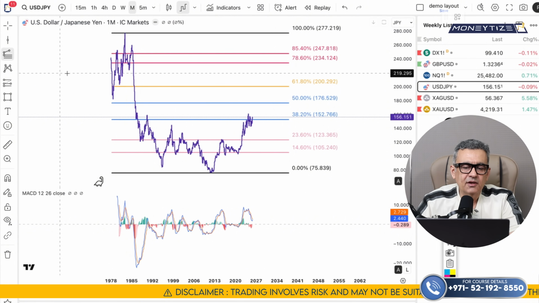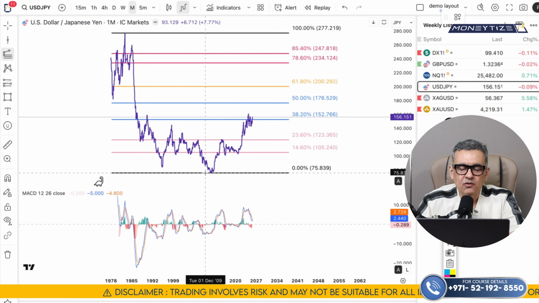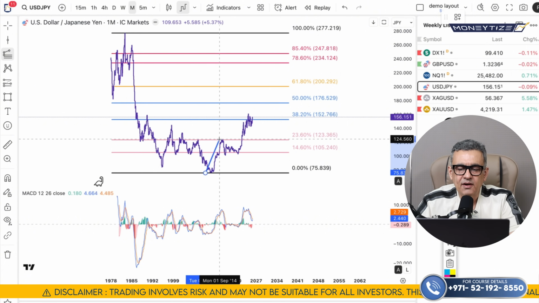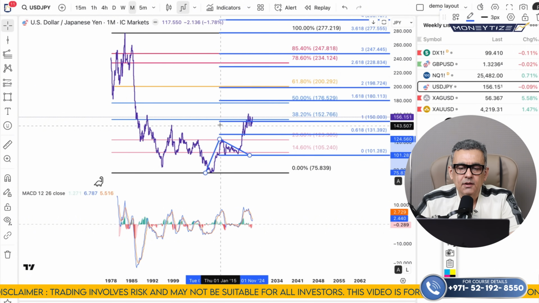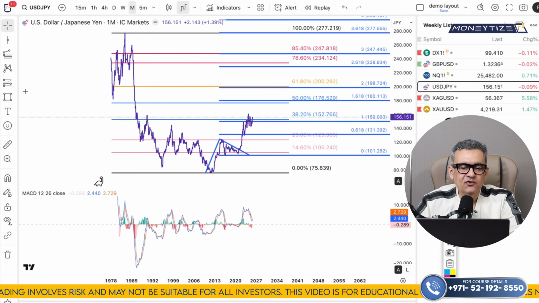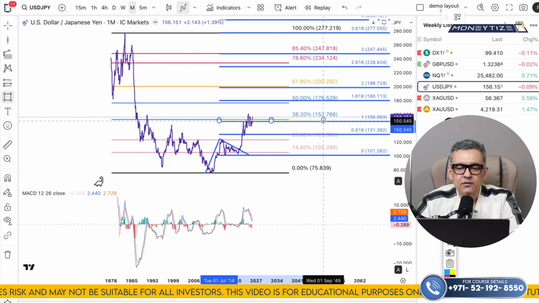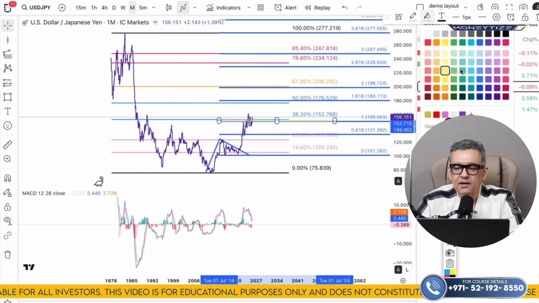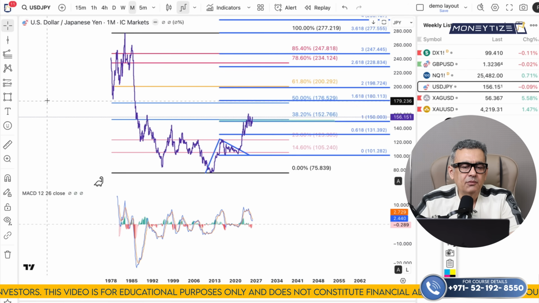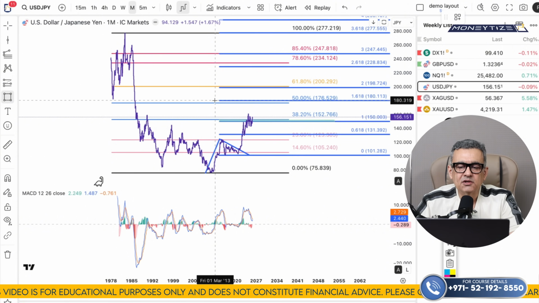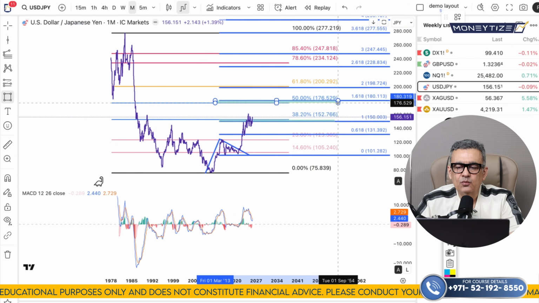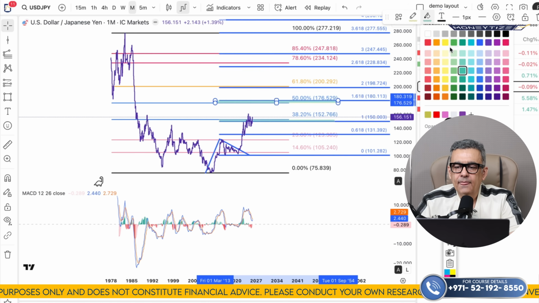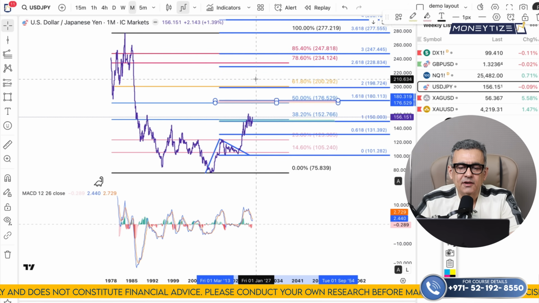I'll be using Fib extension in the bullish direction. Starting from the lowest point, I'll connect with the first high and higher low. And I can see here that we have a very strong monthly magnet zone. So this is our monthly magnet and currently we are trading above this. So this is to be taken as support. And the upcoming resistance magnet zone falls in between 176.52 to 180. So this is the future target.